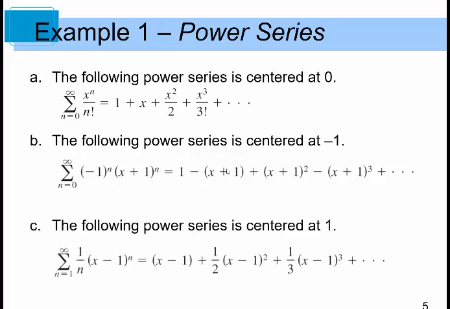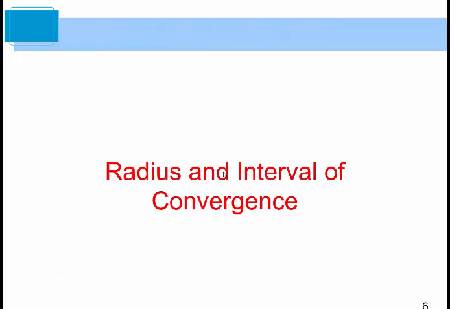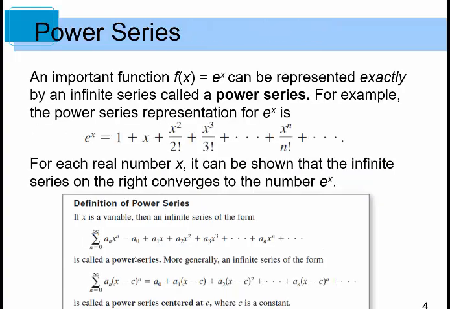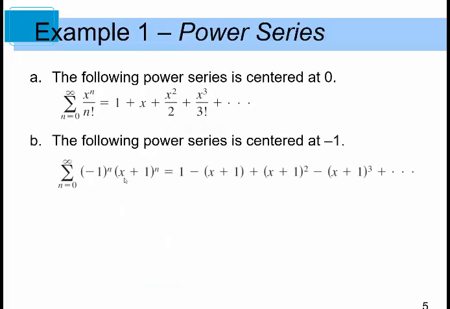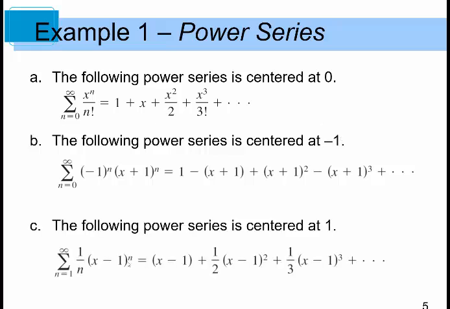But now if you look back at our definition, it's x minus c. So here I have x plus 1, so it'd be minus 1. So we say this power series is centered at -1. And here I have 1 over n, x minus 1 to the nth power. You can see right here, obviously, that it's just x minus c, and the c is 1, so this is just centered at 1.